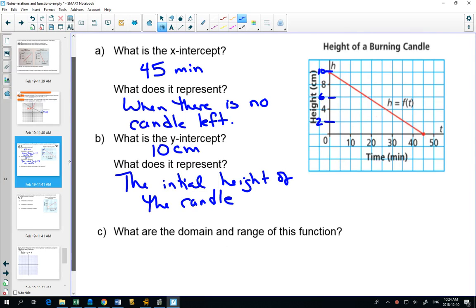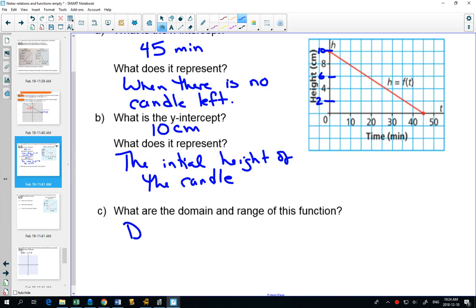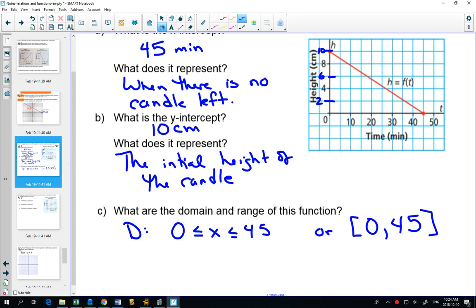What are the domain and range of this function? So looking at our domain, that's our x values. Do we have a smallest x value? Yes, 0. Do we have a biggest x value? Yes, 45. So in set notation, we could write it as 0 is less than or equal to x is less than or equal to 45. Or in interval notation, we could write it from 0 to 45 with square brackets because both 0 and 45 are included.